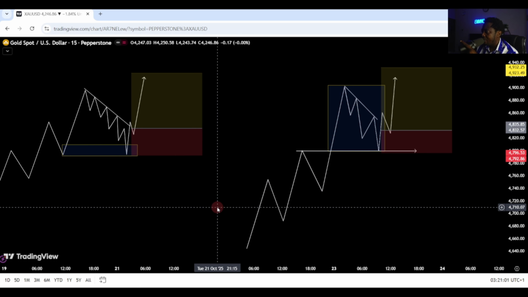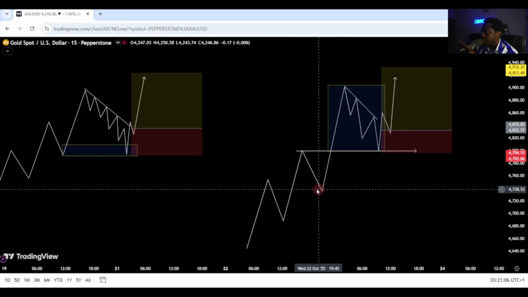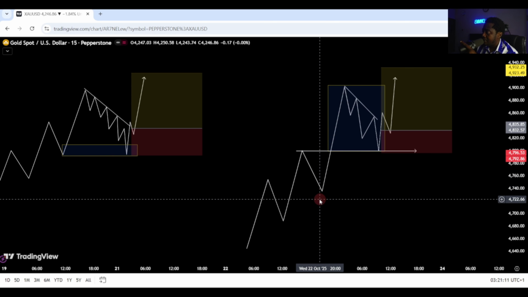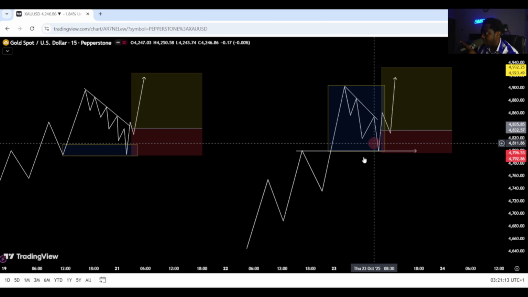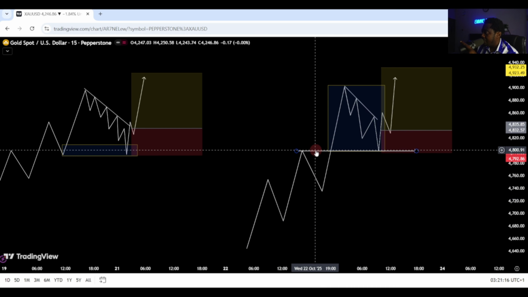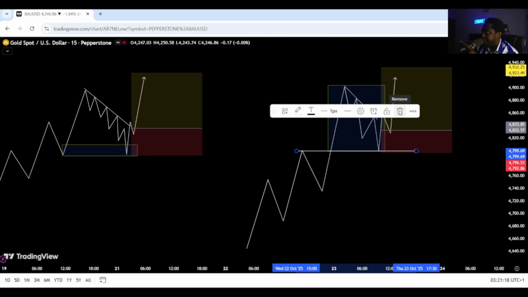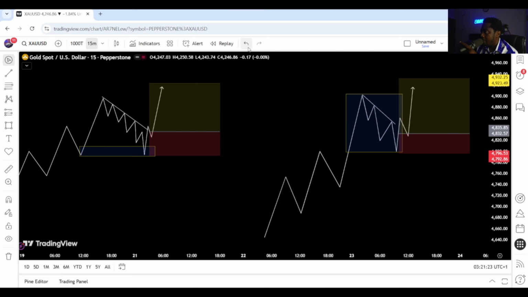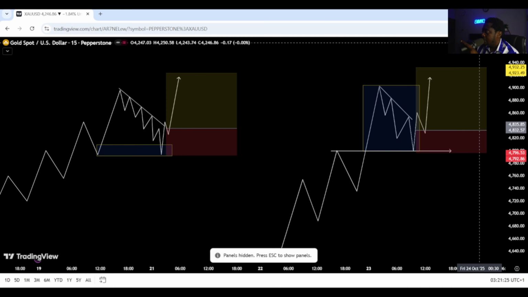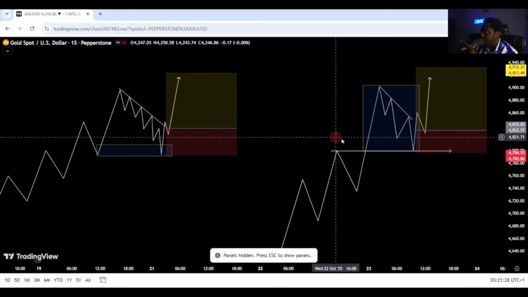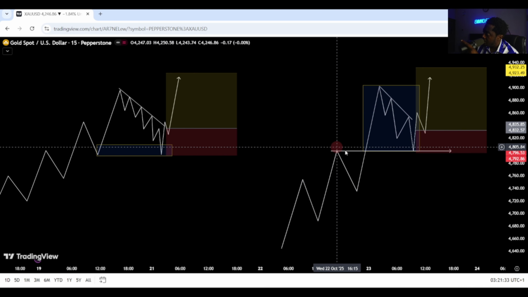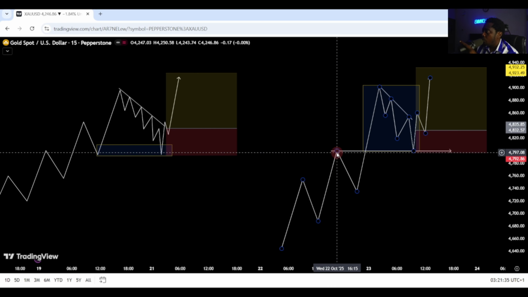Then as for fair value gap, it's the same thing. Now this is the origin block here. In this swing, this is the origin block, but price did not react to this place. There are most times that you will see a fair value gap here close to the origin block, a fair value gap close to the origin block.